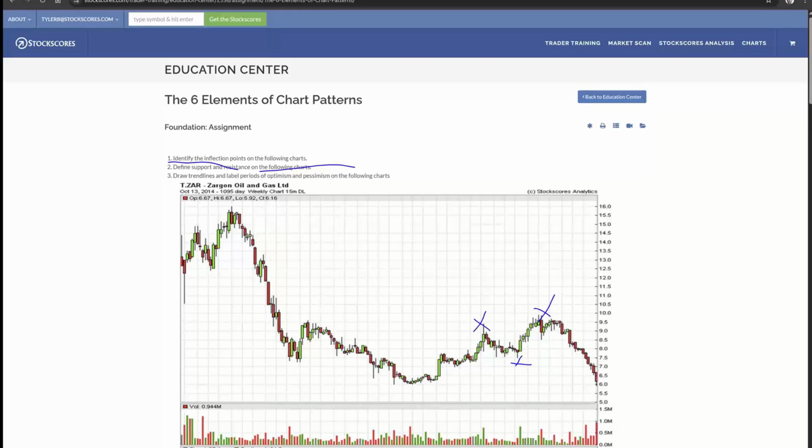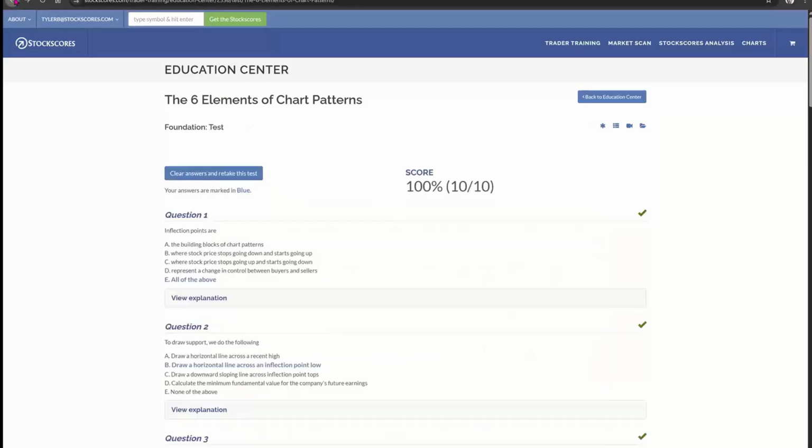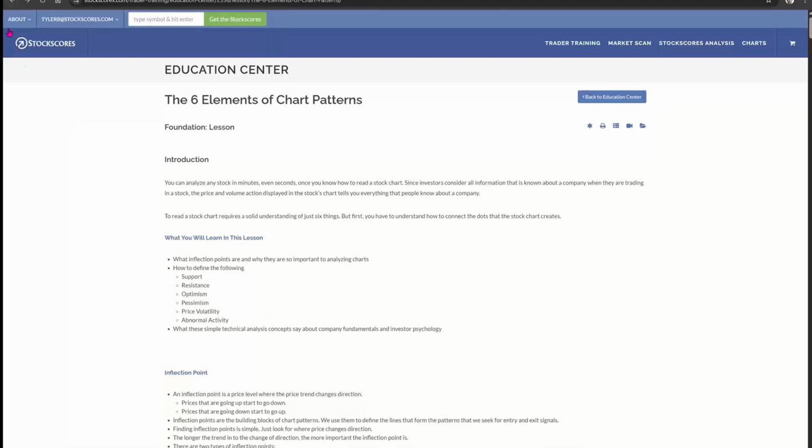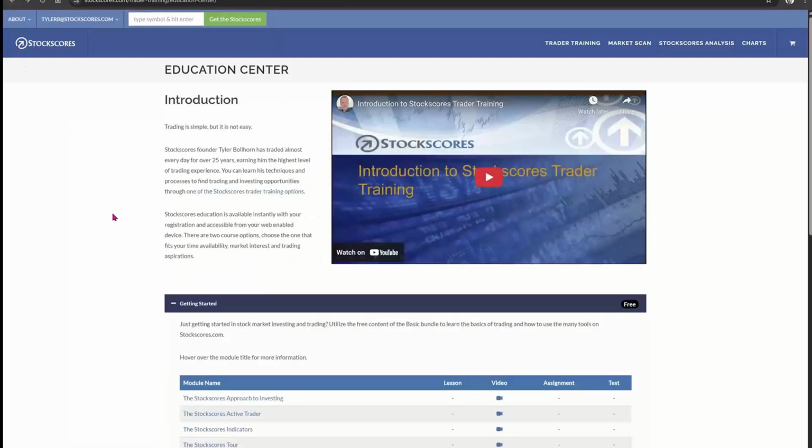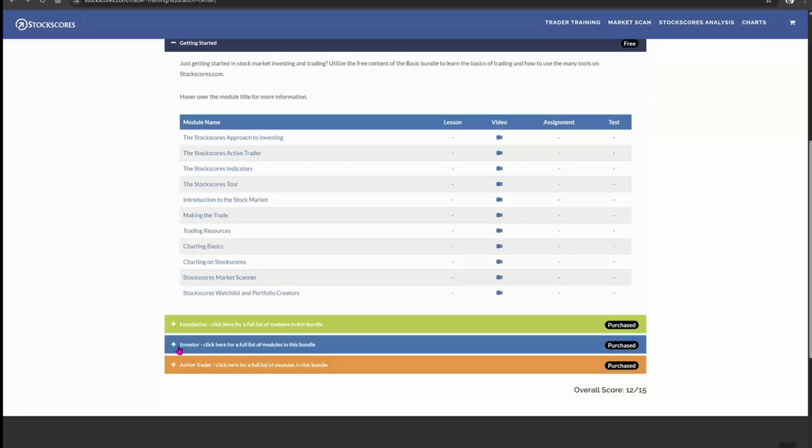How do you know that? Well, that's what you've learned in the lesson. All right, so that is the foundation area of the Education Center. And that's going to give you your theoretical base to then apply the strategies.